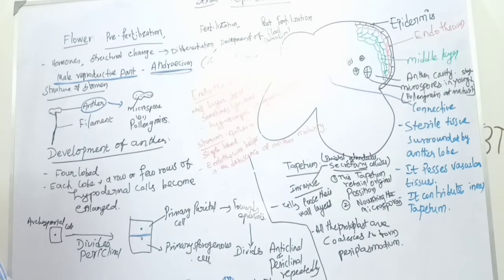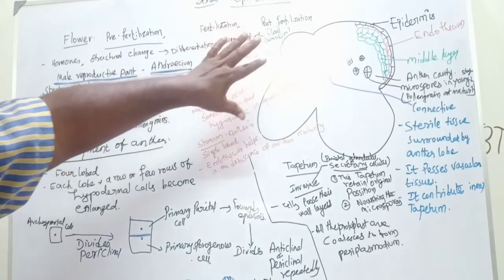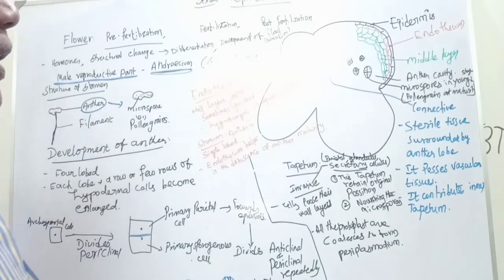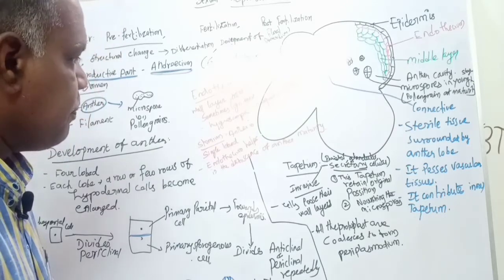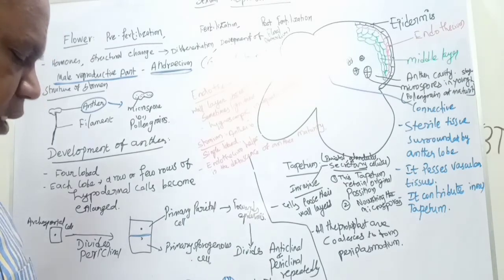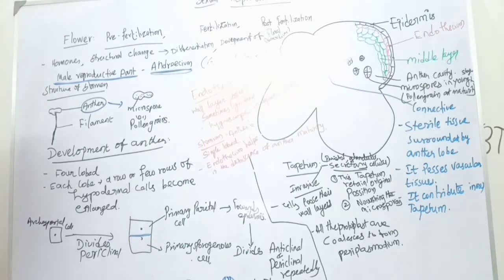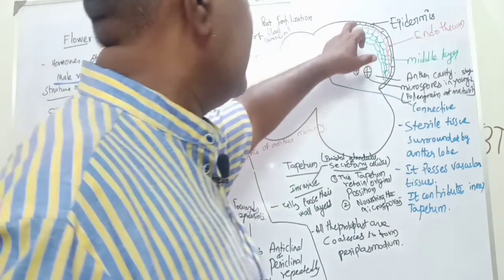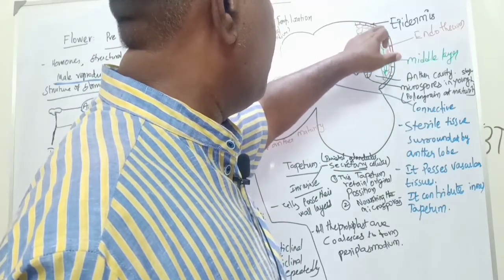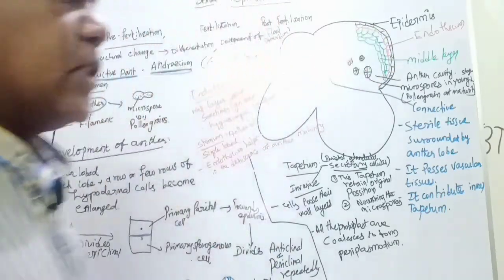Okay. Next one, the wall layers. The mature anther has these structures: epidermis, endothecium, middle layer and tapetum. The first one is the epidermis. The epidermis is a single-layered protective structure. It divides by anticlinal division and protects the internal layers.